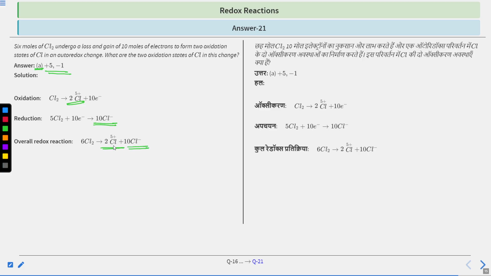Thus, Cl has a +5 oxidation state in this compound and a -1 oxidation state in this compound, that is 10Cl-, right? And that's why the two exhibited oxidation states of chlorine will be +5 and -1. Okay, option A is the correct answer.